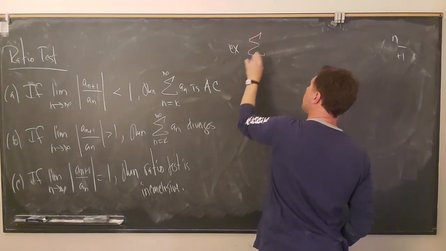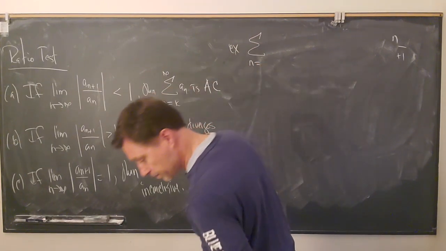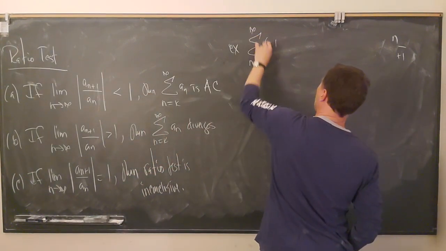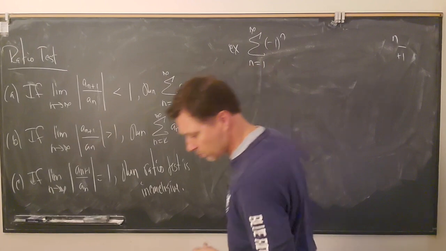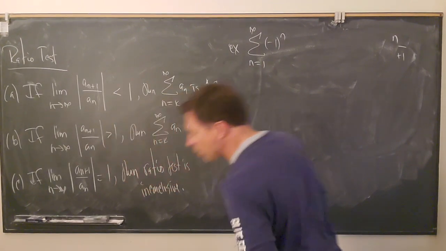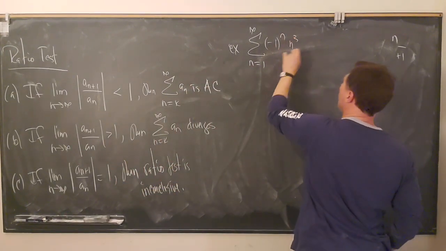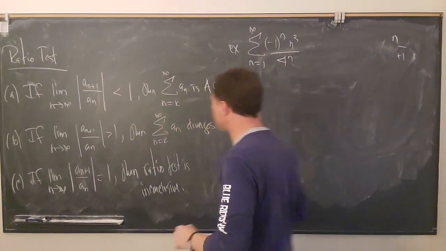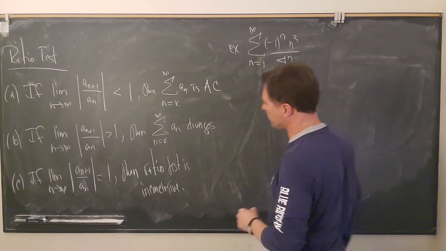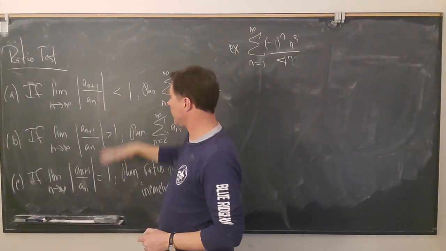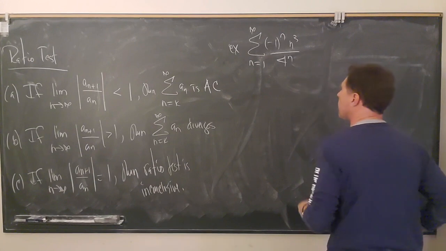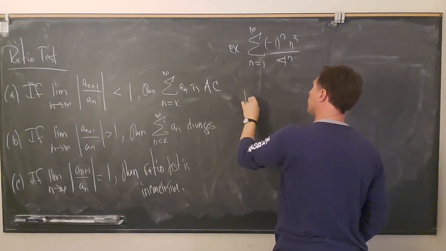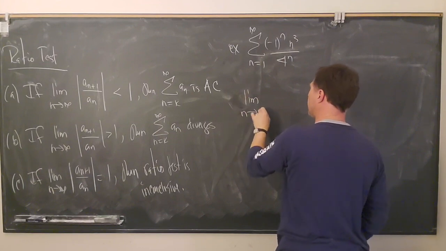First example: the sum from n equals 1 to infinity of (-1)^n n cubed over 4 to the n. Okay, so I want to use the ratio test here, and the reason it's called the ratio test is because you take the limit of this fraction and look at the value. So let's look at the limit as n goes to infinity.